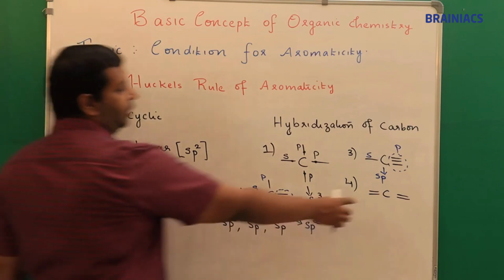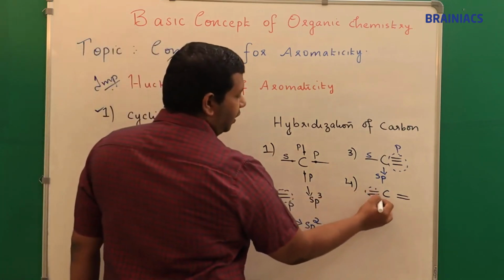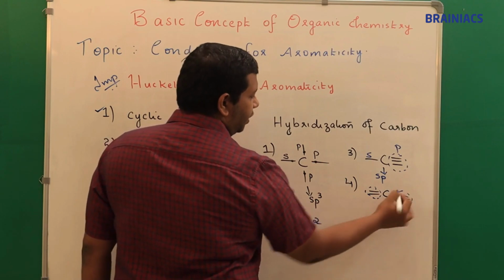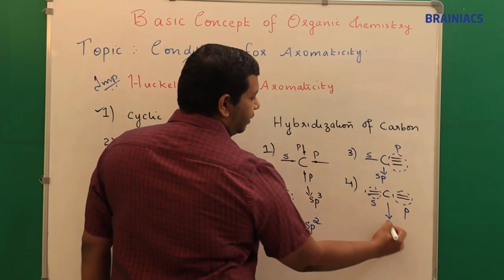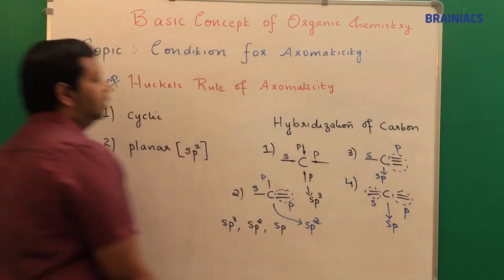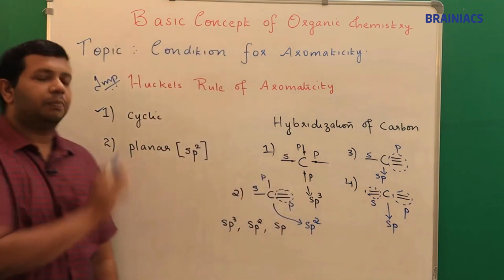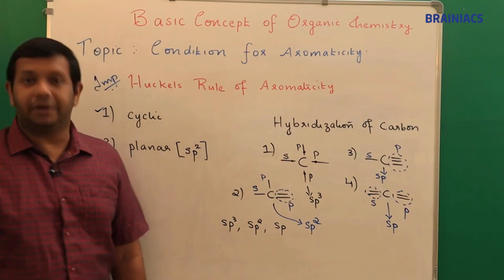Now coming to the next one, here double bond, so I will take it together. Here also double bond, I will take it together. So this is s and this is p. So here also the hybridization is sp. Understood? So this is the possible way we will find the hybridization.